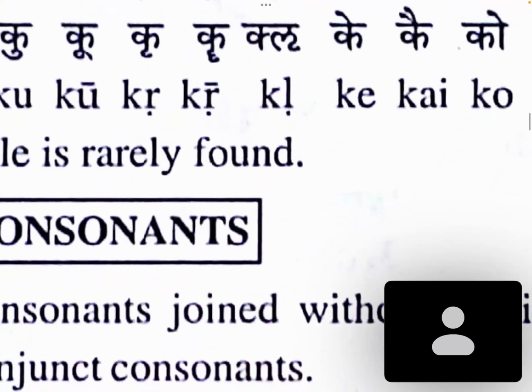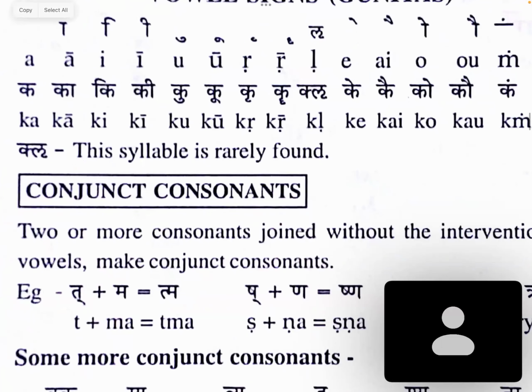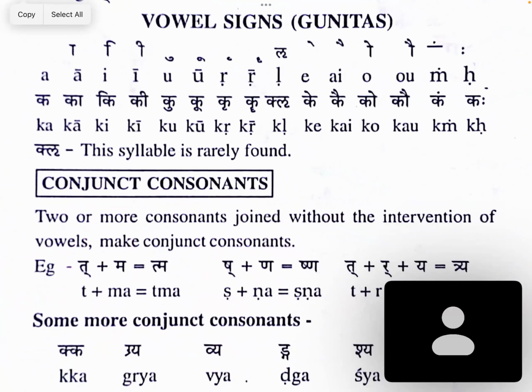So, ka, ki, ku, kr, kr, kl, ke, kai, ko, kau, kam, kaha. Okay, the am is the anuswaram and aha is the visargam. So these two things we have to keep in mind. So here we have 15 altogether. Ka, ki, ku, kr, kr, then kl, ke, kai, ko, kau, kam, kaha. That lu, they have said this syllable is rarely found. So we have to keep it.